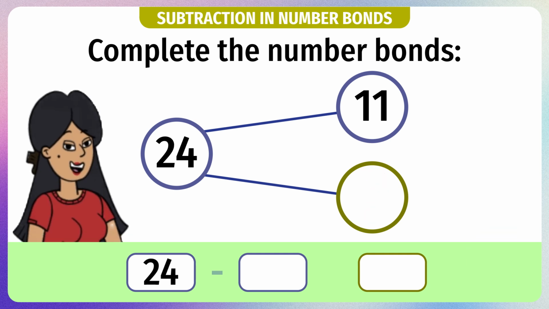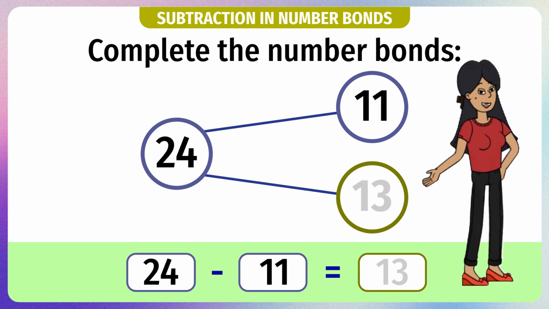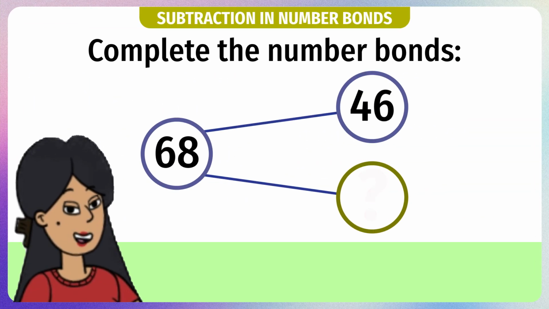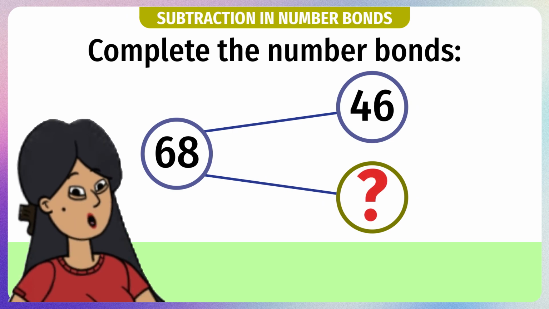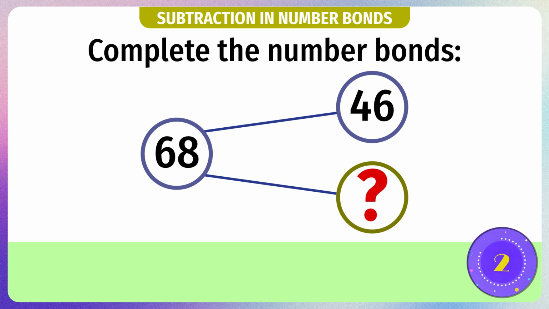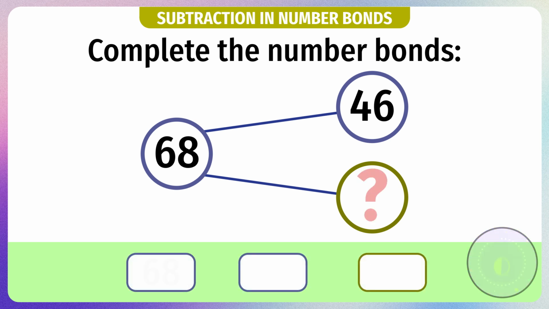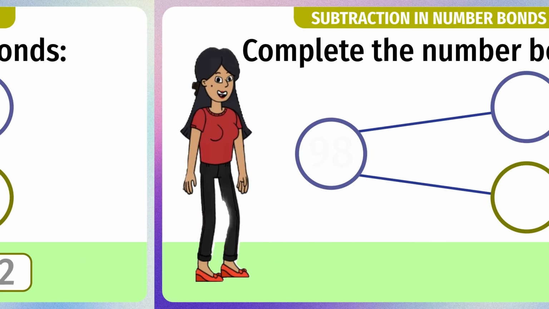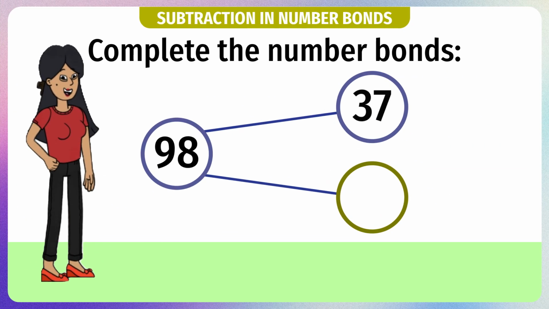You can solve it by subtracting 11 from 24. The answer is 13. 46 and which number makes 68? Or what is 68 minus 46? The answer is 22. 37 and a number makes 98.